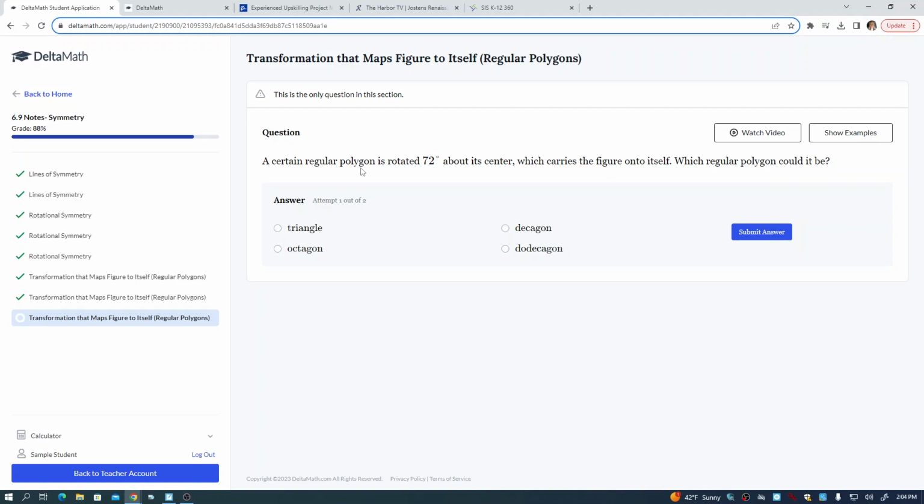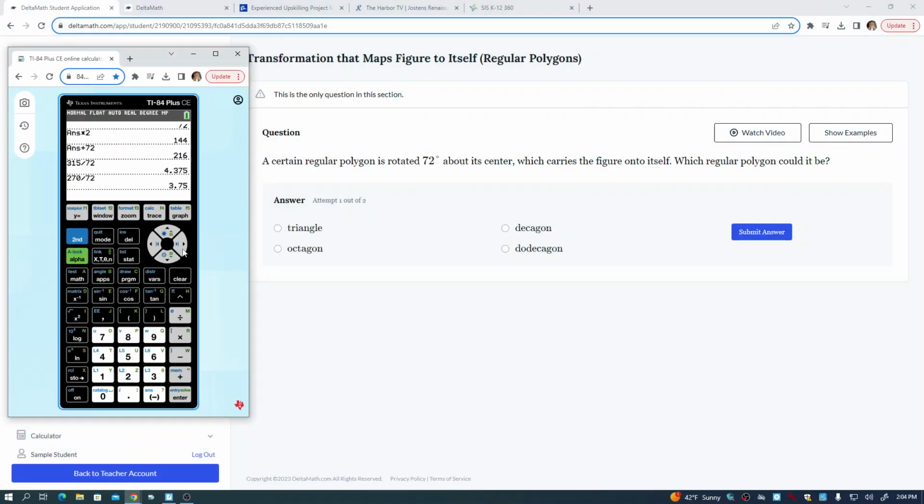All right, and then the last question, similar to that: a certain regular polygon, again meaning every side and angle is the same, is rotated 72 degrees about its center, which carries the figure onto itself. Which regular polygon could it be? So this is kind of a guess and check here. So we know 72 degrees.